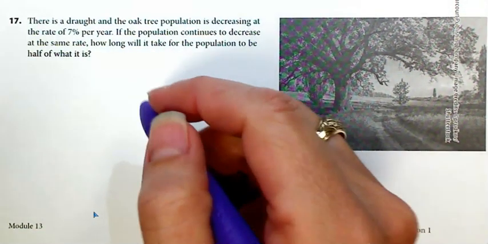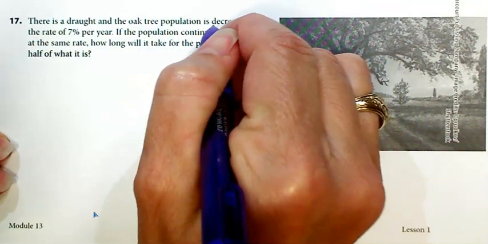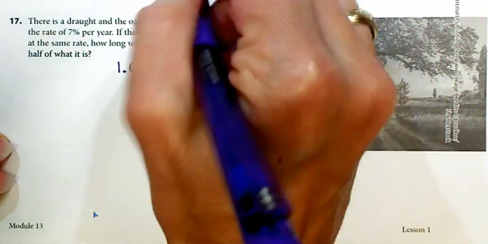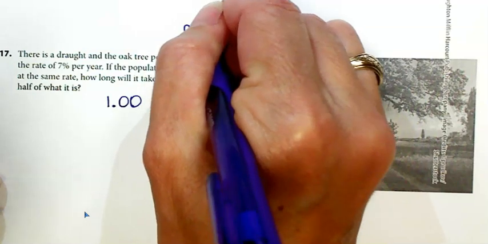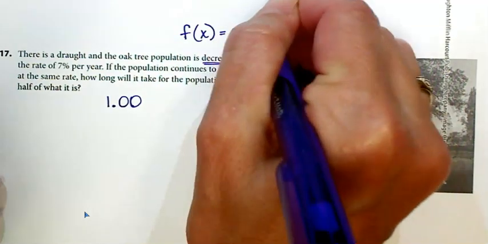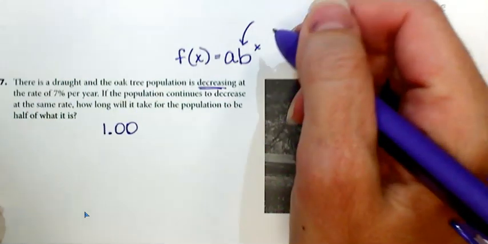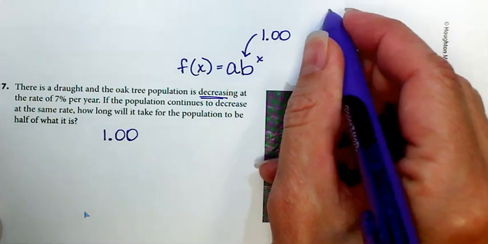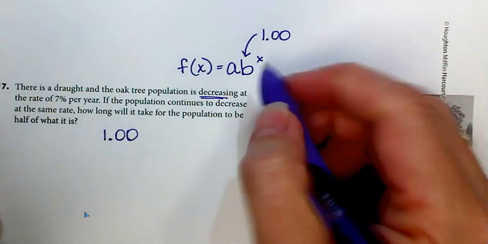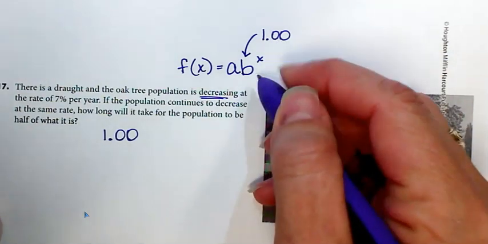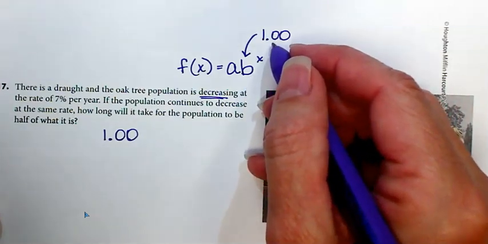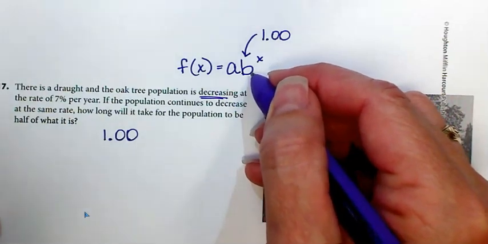First, what I want you guys to realize is that since it is decreasing, we're going to take that 1.00. Remember, f of x equals a b to the x. If b is exactly 1.00, then it doesn't really matter what this x is. We're not going to get exponential growth, and we're not going to get exponential decay. But if it decreases, then it's going to be slightly under 1.00. If it's increasing, it's going to be slightly over 1.00.